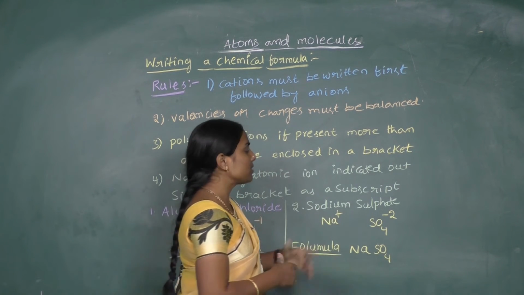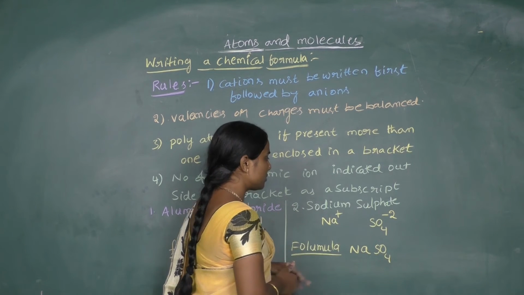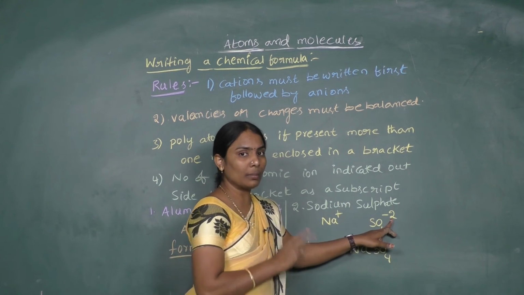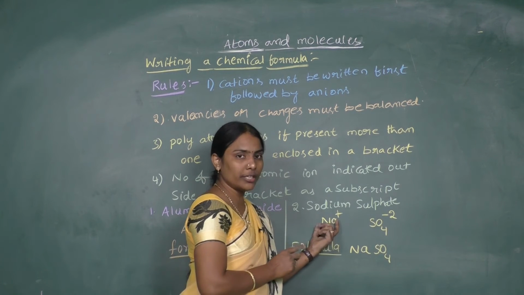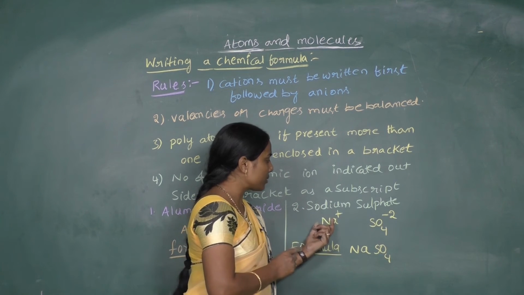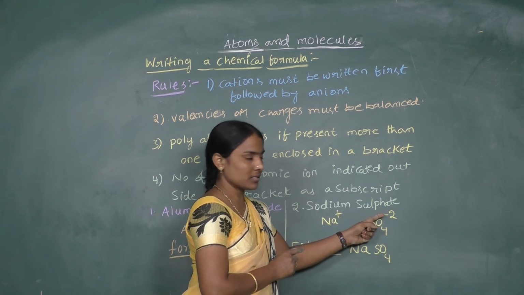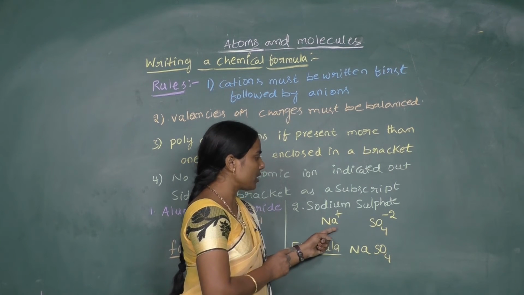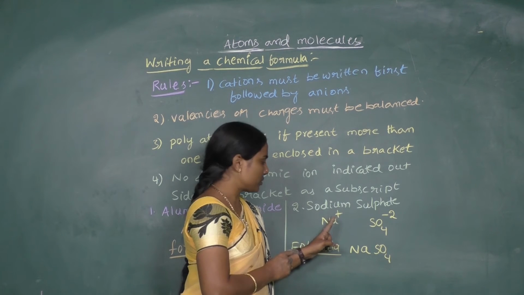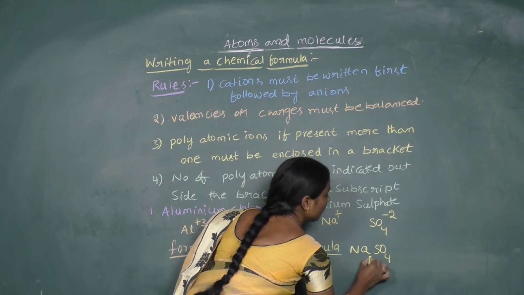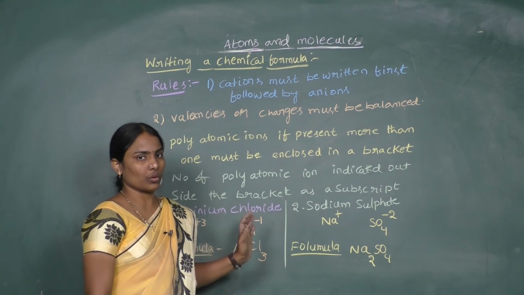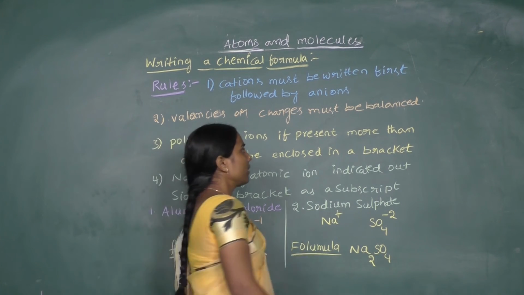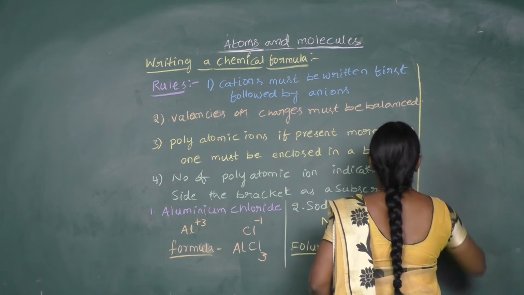But we need to balance the charges here. While balancing, you have an overall -2 charge, but only +1 here. This time we need to make the number of cations equal to this, so we require two cations. So the formula of sodium sulfate is Na2SO4.